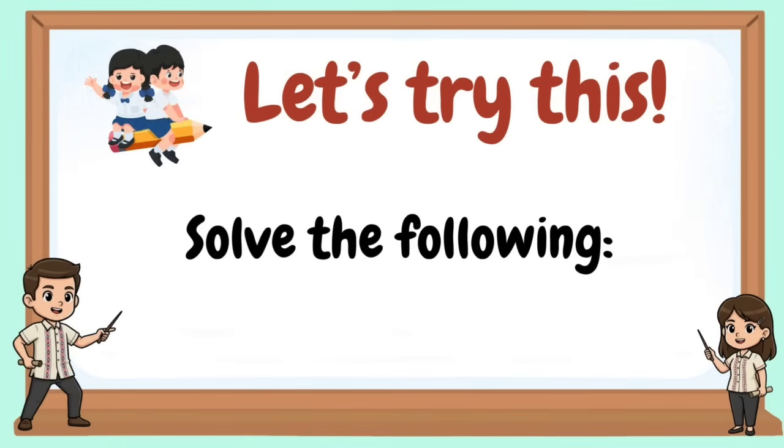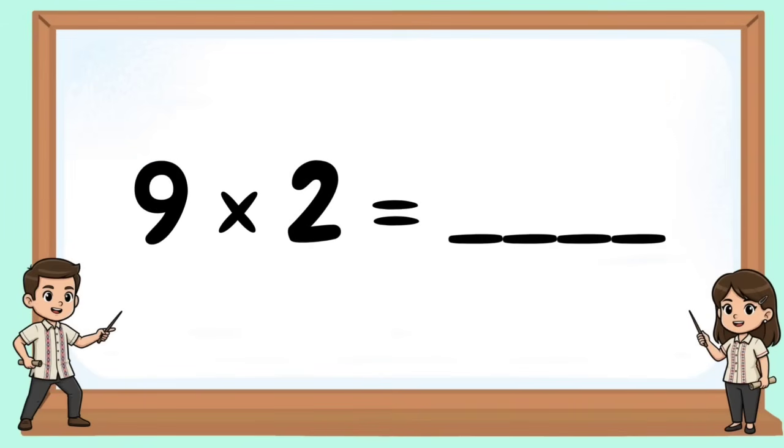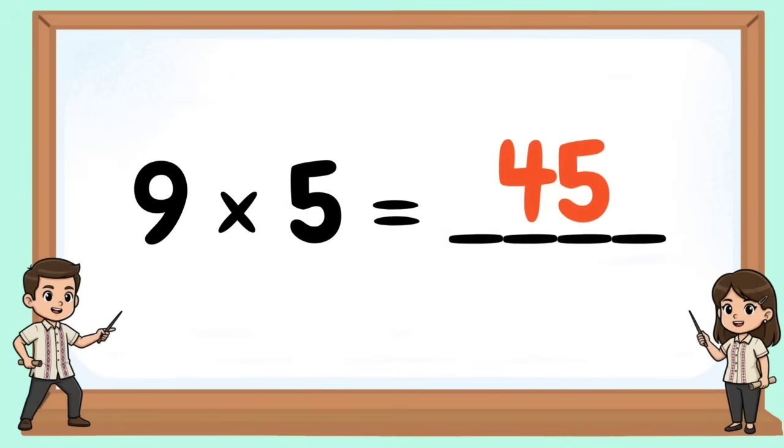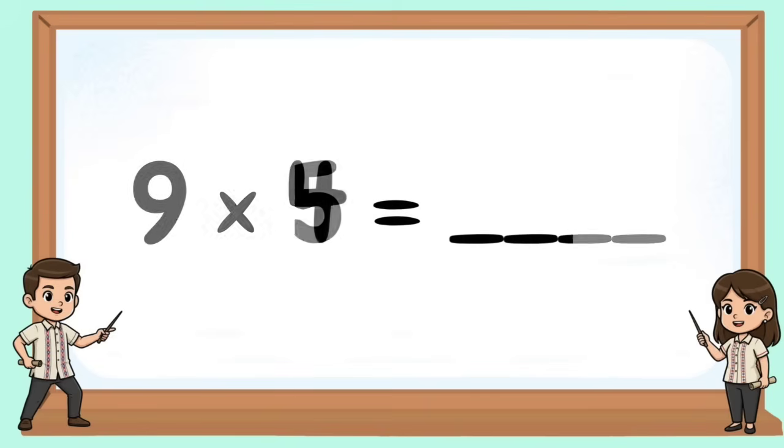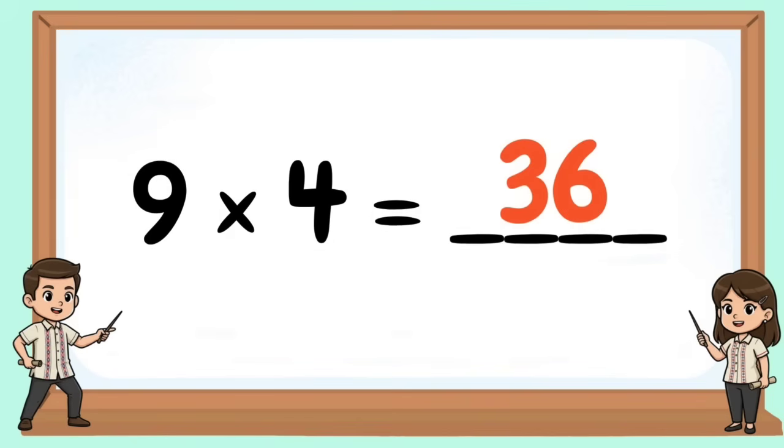Let's try this. Solve the following. 9 times 2 is equal to 18. 9 times 5 is equal to 45. 9 times 4 is equal to 36.